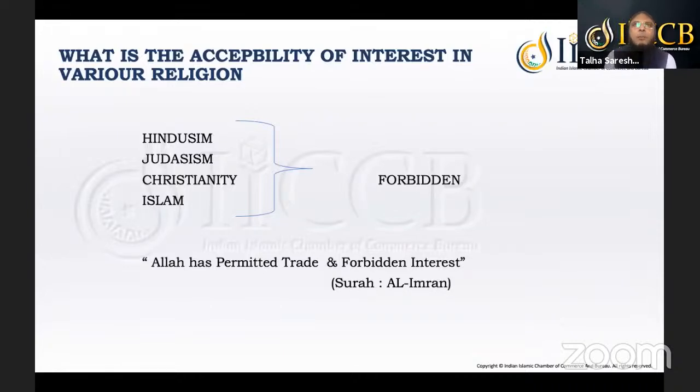Interest is prohibited, forbidden in Hinduism, in Judaism, Christianity, and obviously in Islam. There is a Surah Al Imran where Allah has permitted trade and forbidden interest. Not a single religion allows interest. Yes, not a single religion.